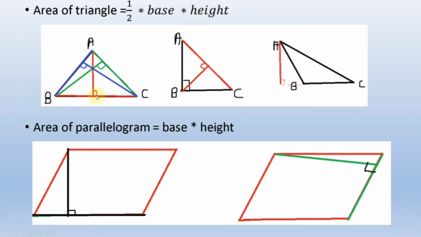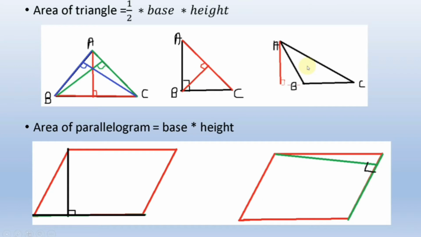If you are taking BC as base, its corresponding height will be this red line, and if you are taking AC as base, then the green line will be your height, and if you are taking AB, this blue line, as base, then this line will be your height. Now we come to the right angle triangle. In a right angle triangle, AB will be height and BC will be base, and in case you are taking AC as your base, then this red line will be your height.